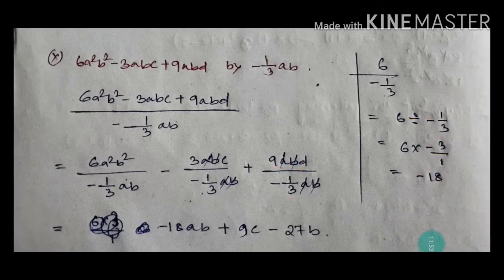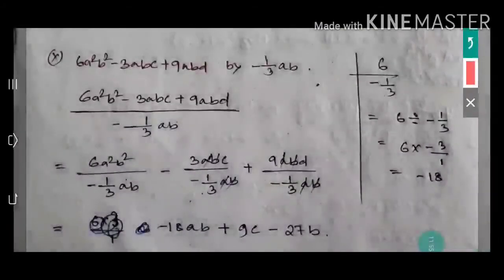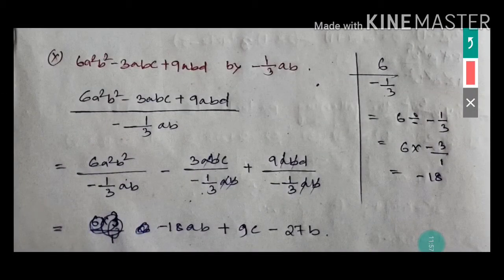So that's minus 18. After that, check the literal factors. a square and b square are there, and in the denominator ab is there. So a square divided by a will be a, and b square divided by b will be b. So that means minus 18ab.